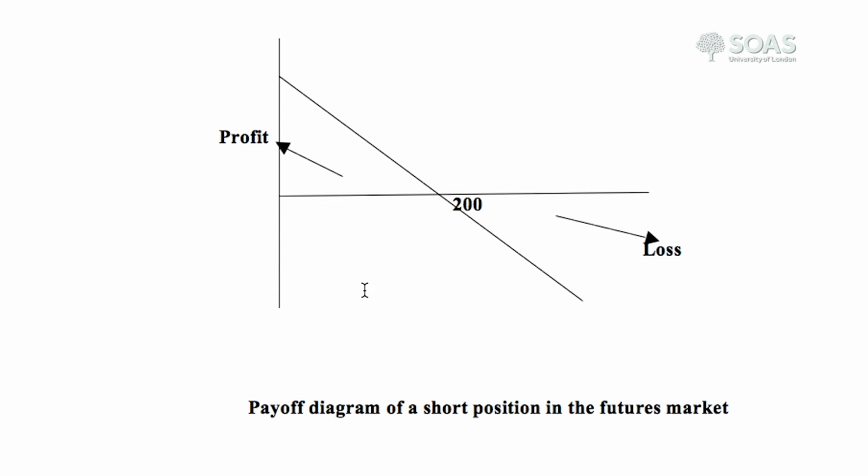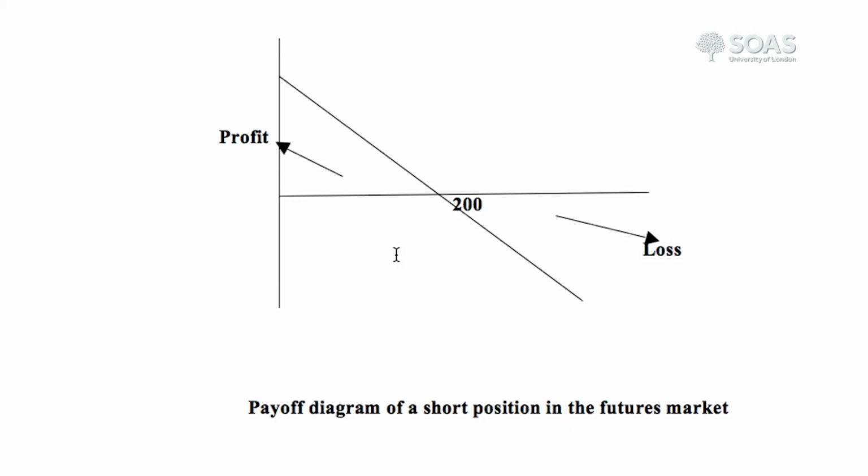So what about an investor who sold a futures contract? In this case, the payoff diagram should look like this. Remember, if you sold a futures contract, that means sometime in the future, you need to close the contract by buying. Okay? So if the market price is higher than the price that is written on the futures contract, that means the investor who sold the contract has made some losses.